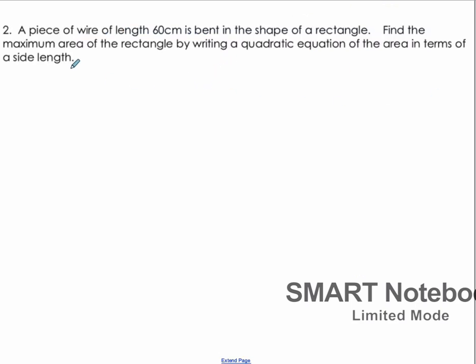Okay, in the next example, a piece of wire of length 60 is bent to make a rectangle. Find the maximum area of the rectangle. Okay, so let's draw the rectangle. The perimeter has to be 60, so if I call one side x, the other one is not 60, but 30 minus x, because the two sides here have to add up to 30, or half the perimeter. So this is what the rectangle looks like.